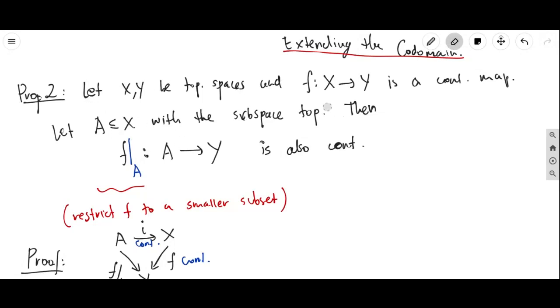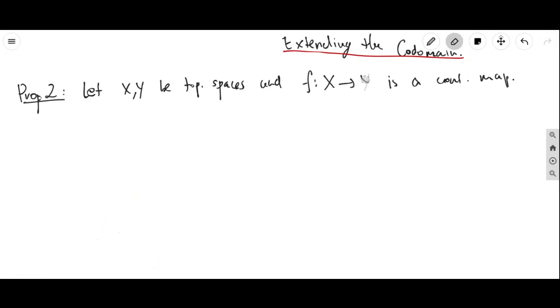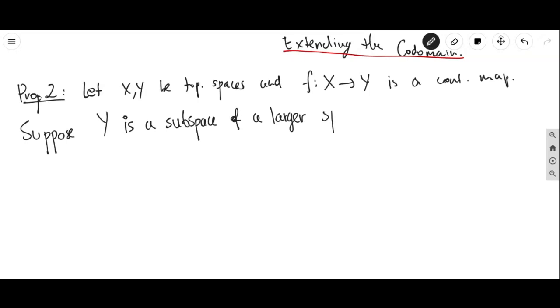Let X and Y be topological spaces, and F from X to Y is a continuous map. Suppose Y is a subspace of a larger space. When I say space, I mean a topological space. So Y is a subspace of a larger space Z. So there's a larger topological space, and the topology of Y is the subspace topology. Of course, it's always the subspace topology of some larger space. So then F is also a function from X to Z, right?